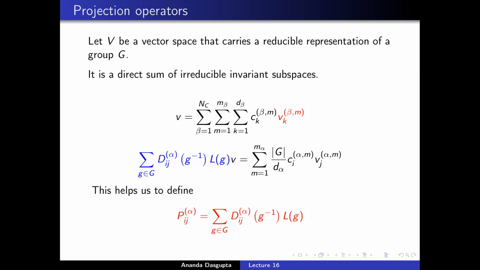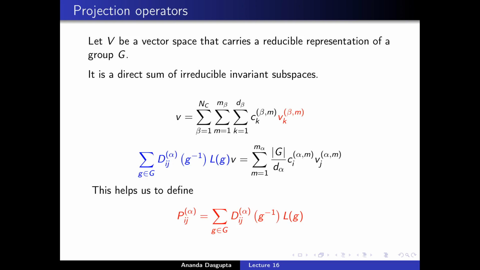Note that when they act on a vector V, which could be any arbitrary vector in the vector space capital V, the result is always in the direction of the jth basis vector of an invariant subspace, which transforms under the action of the group like the irreducible representation labeled by alpha. So what goes in as an ingredient for building up these projection operators?